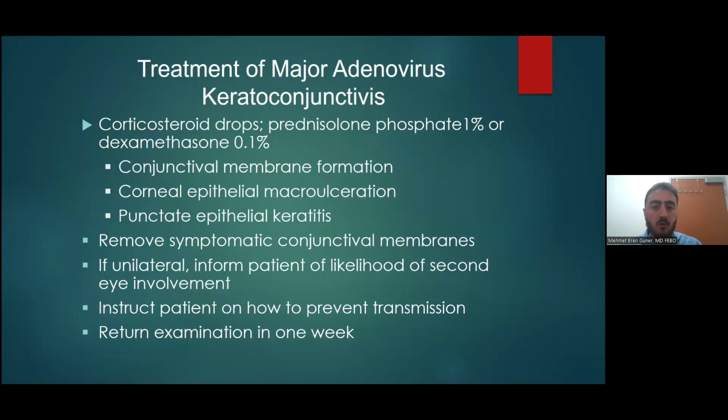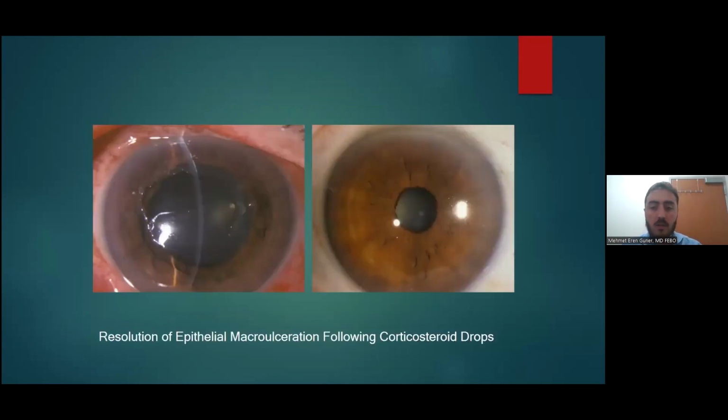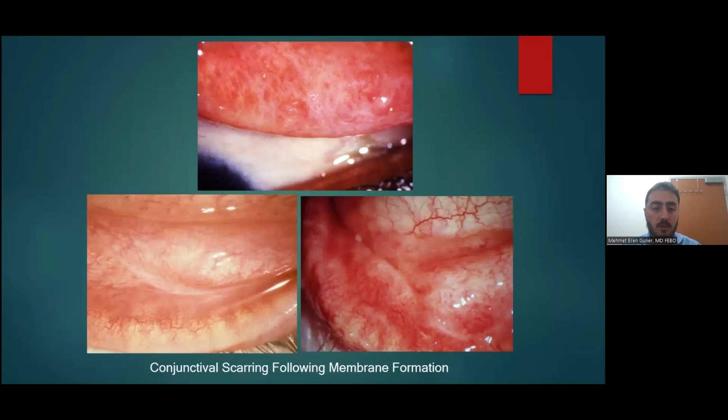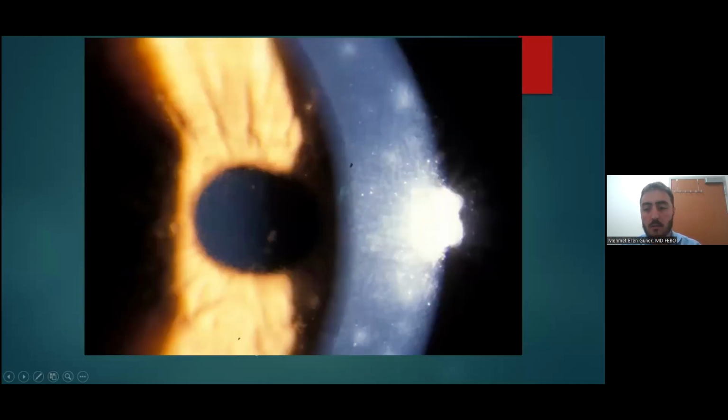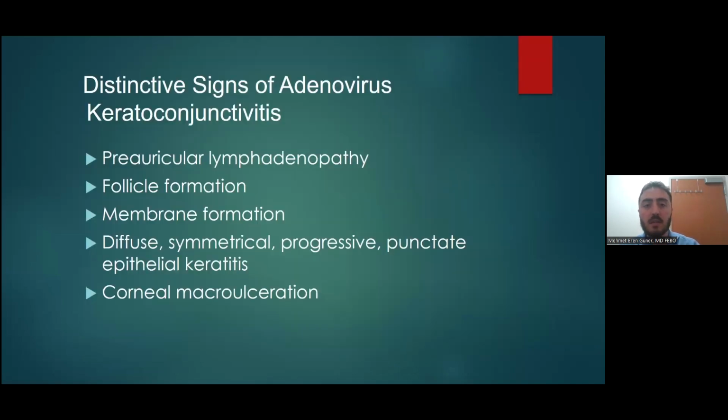All right, again, treatment of major keratoconjunctivitis is corticosteroid drops. Remove the membranes and make sure you inform them about the secondary involvement and preventing transmission. I put those there for a reason. All right, you see how it improved with the corticosteroid drops, and these are the ones where they peeled the membranes, and you can see there is some scarring here, here, and here. These are the subepithelial infiltrates. All right, so what are the distinctive signs of adenovirus conjunctivitis?